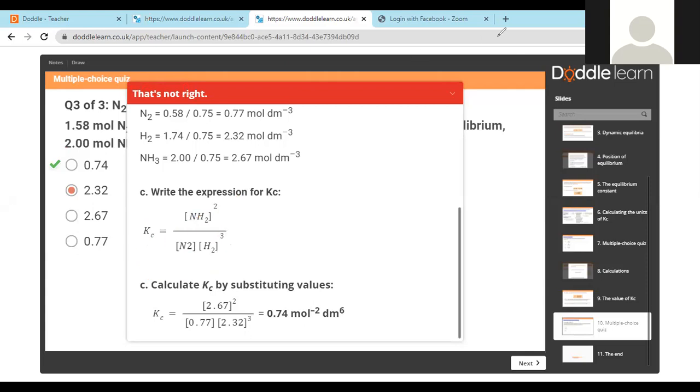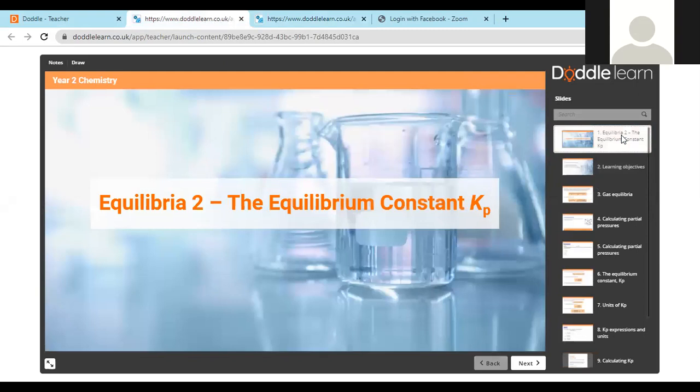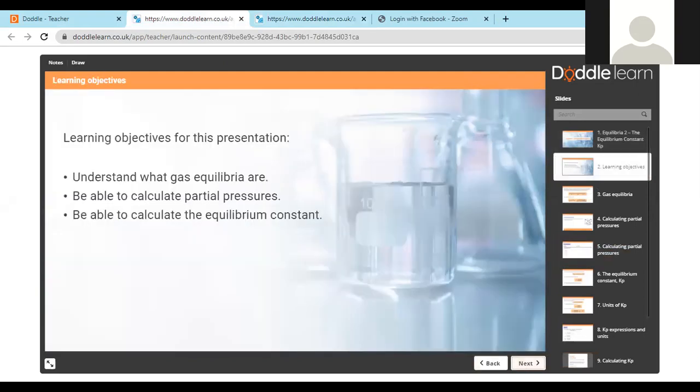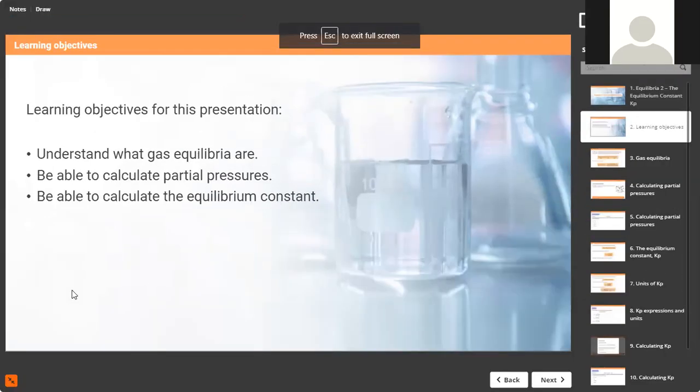Okay, so let's go on to Le Chatelier's principle. So equilibrium constant, we're going to have a look a bit more at this. We're going to look at what gas equilibria is and what Le Chatelier's principle is. Be able to calculate partial pressure and then be able to calculate equilibrium constant.